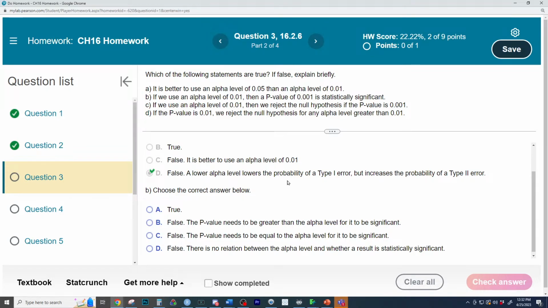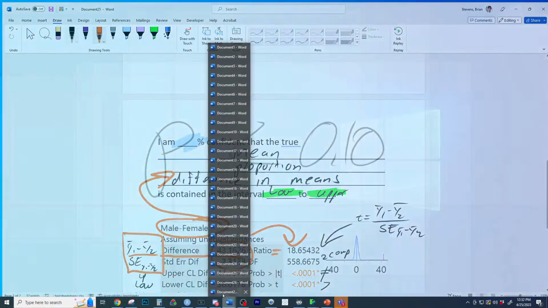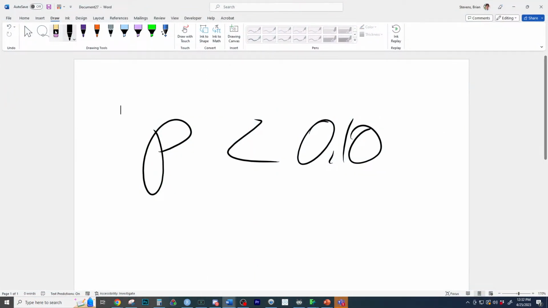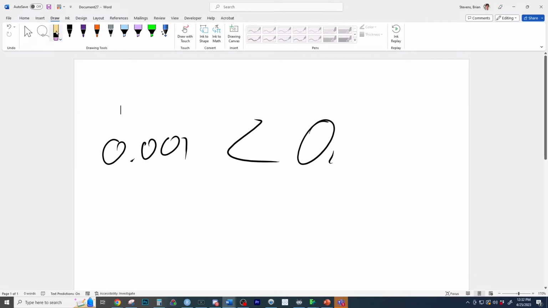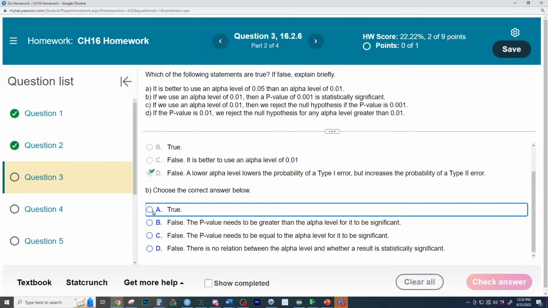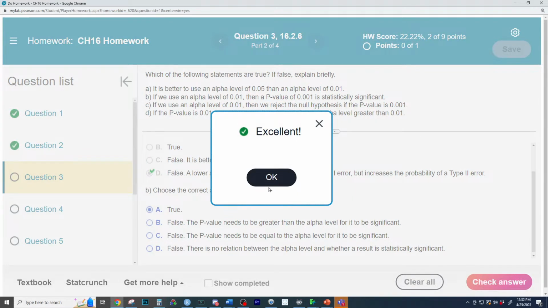Get all those points. If we use an alpha level of 0.01, then a p-value of 0.0001 is statistically significant. Once again, the concept is p-value less than alpha is statistically significant. So if you have a p-value of this, and you use an alpha level of this, yes, that is statistically significant right there. So most definitely.